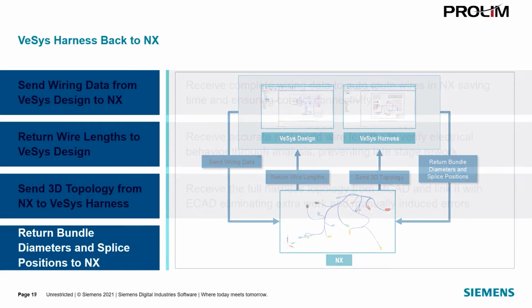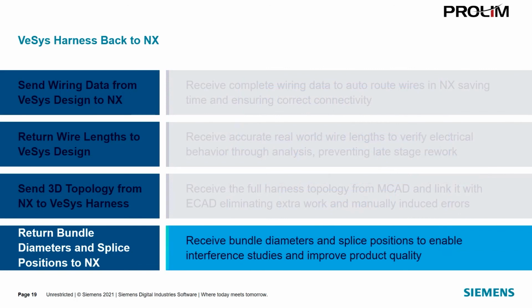The mechanical engineer now has accurate bundle diameters and splice positions to work with. They can proceed with interference studies to determine if the harness will successfully fit within the target application's enclosure. If updates need to be made to the 3D harness, the changes can be easily passed back to VSys to update the design.